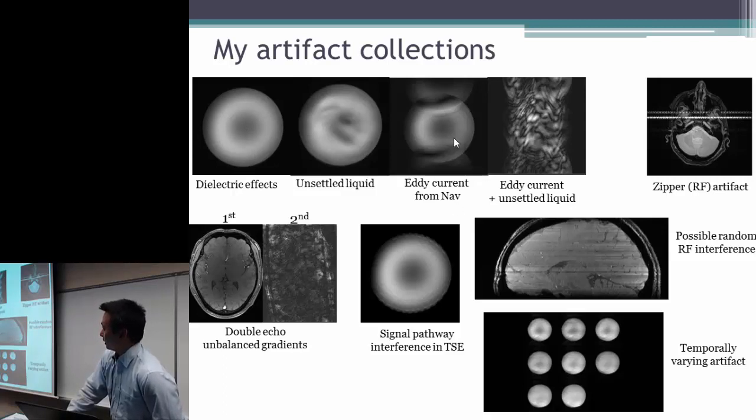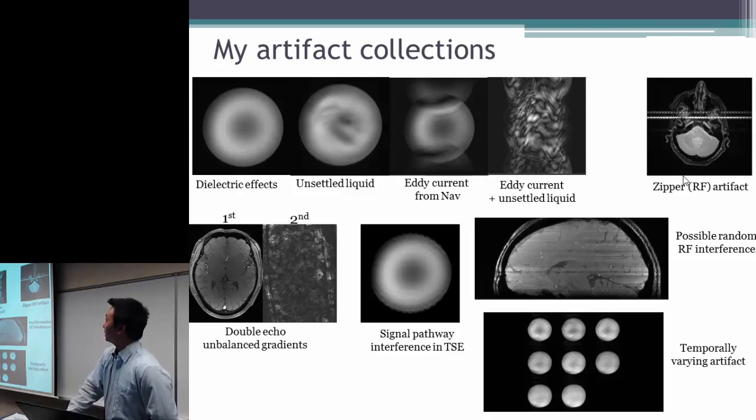And here is the eddy current caused by the navigator once I have turned on the navigator. So the eddy current has led to phase discontinuity between the odd and even lines. So we are seeing this N/2 ghosting artifact. And also this is the image that I collected just before the liquid is settled down, and with the eddy current effect, we are seeing the signal is being totally ruined.